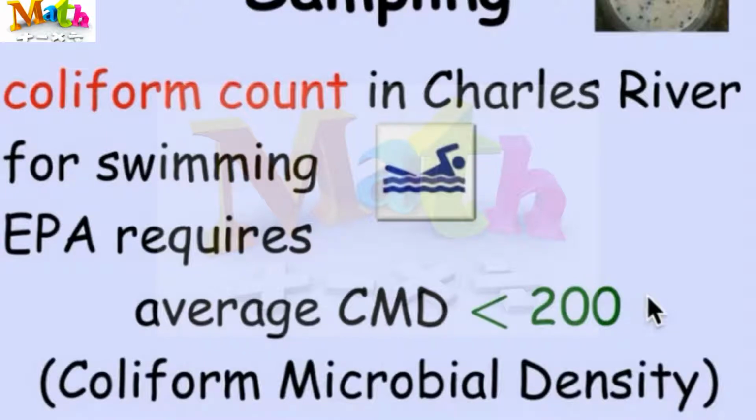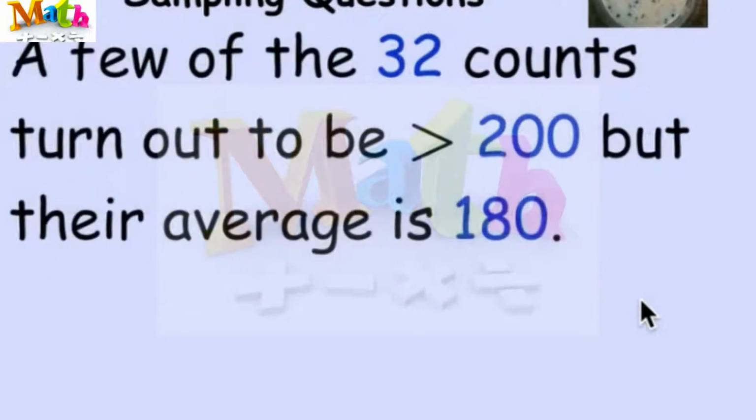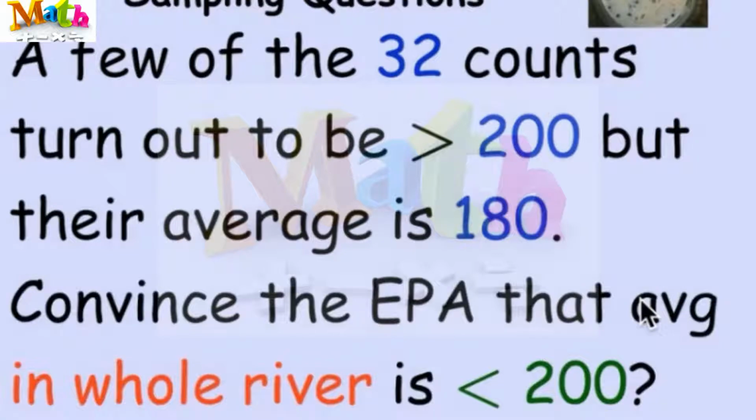And what we want to do is figure out whether, when we take a sample of CMDs around the river and get some numbers out, we will conclude that the average CMD is less than 200. And we need to convince the EPA of that. Now, we're never going to be certain, but what we're going to do is take 32 measurements at random times and locations around the river, and collect these 32 measurements of CMD. And it's going to turn out that although a few of them are over 200, the average is well under 200. The average of the 32 samples that we've taken is 180.